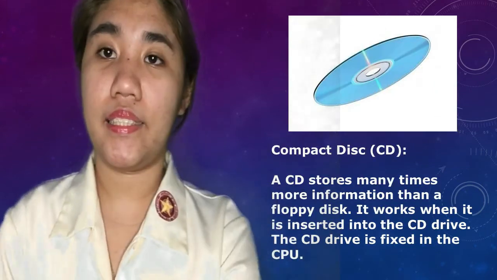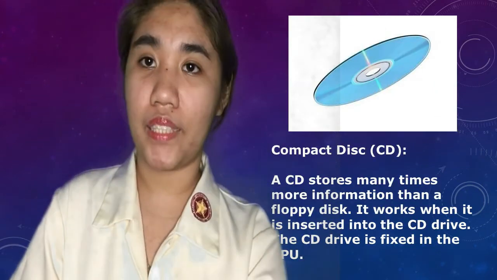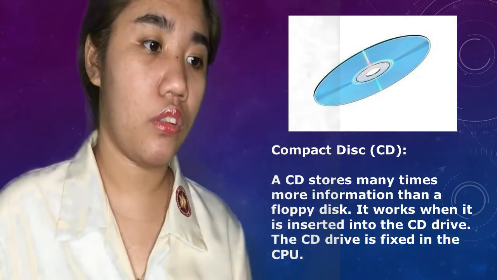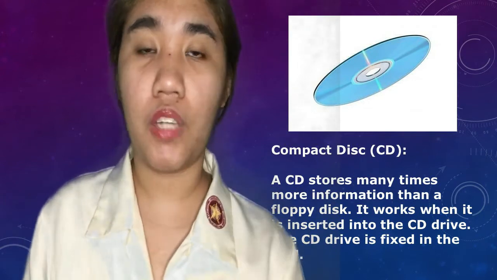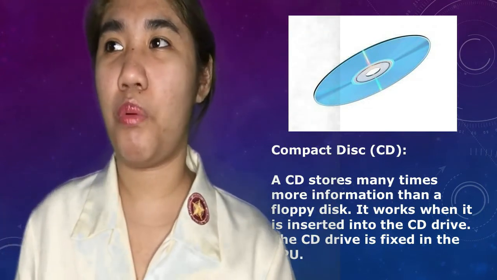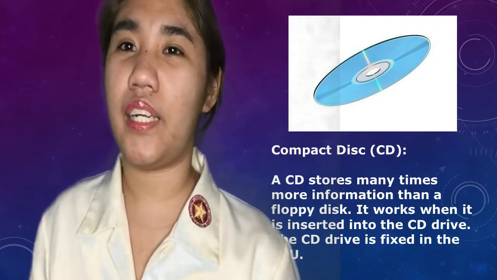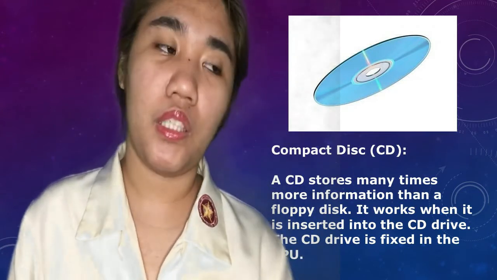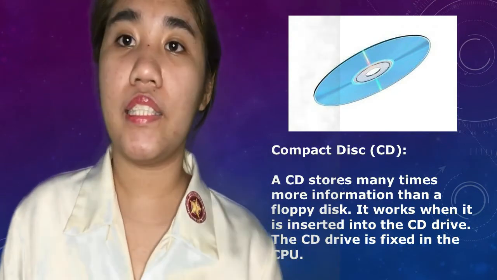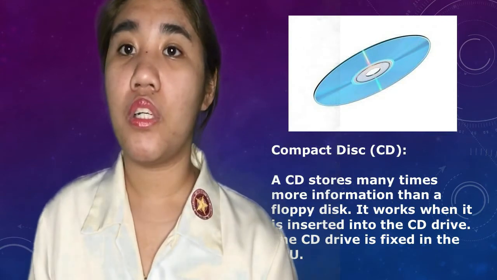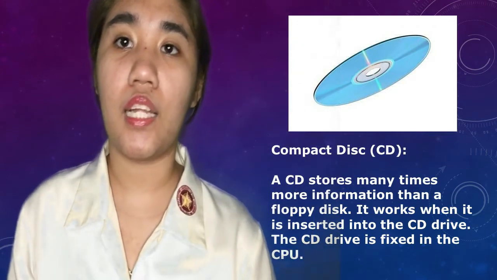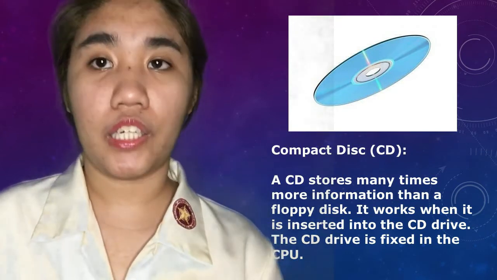And the compact disc, we all know this compact disc. This is the CD. A CD can store a lot more than a floppy disk. It exists nowadays, but mostly they use hard drives and USB, which is very modern right now. But a CD is a great way to store because it does not corrupt, and it lasts a lifetime if you take care of it.